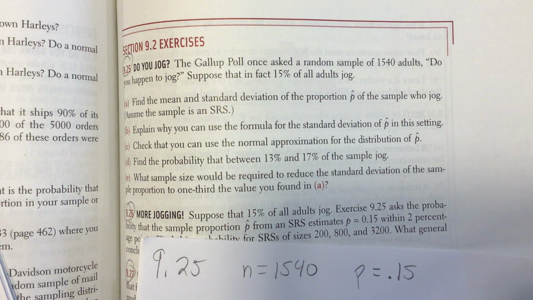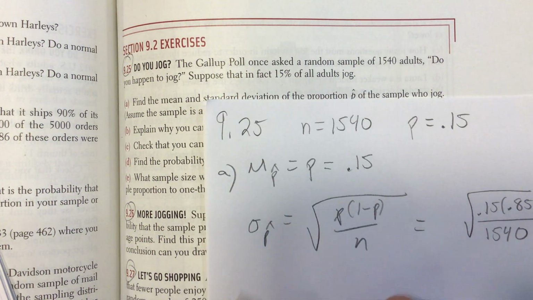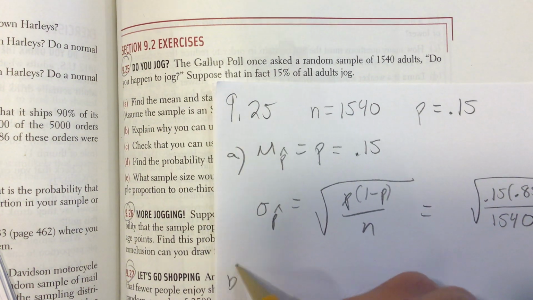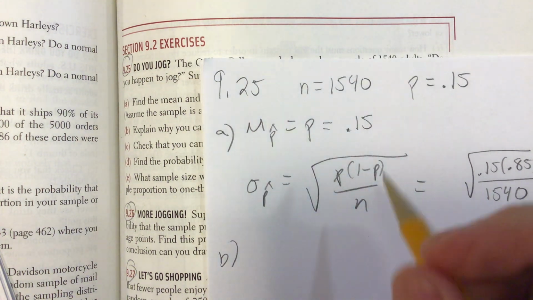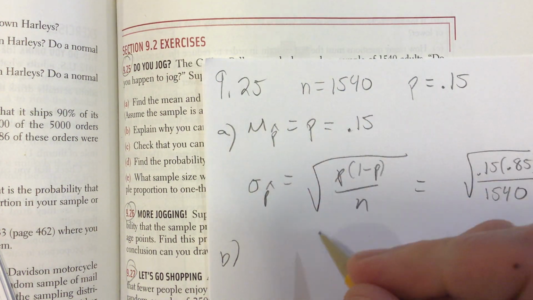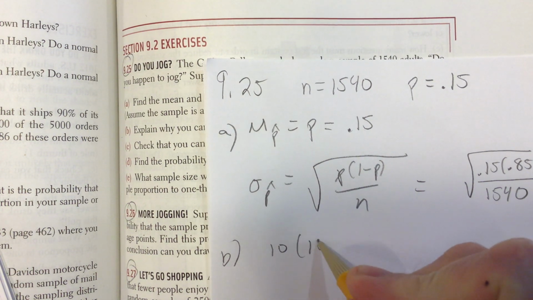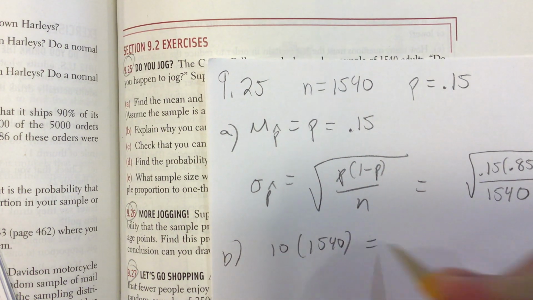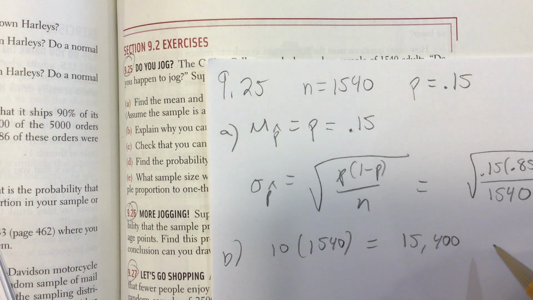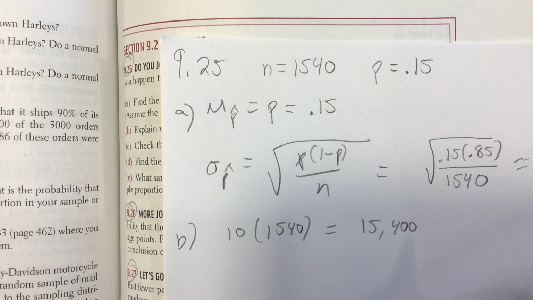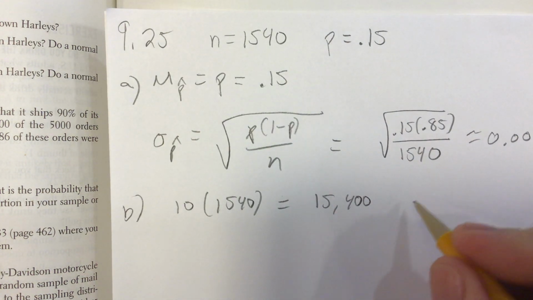Explain why we can use the formula for the standard deviation. Okay, well, this is our 10 times n rule of thumb. So in this case, n is 1,540, and we're talking about joggers. And there are at least 15,400 joggers, so it's safe to use our standard deviation formula.